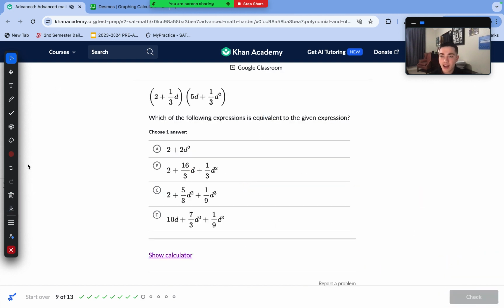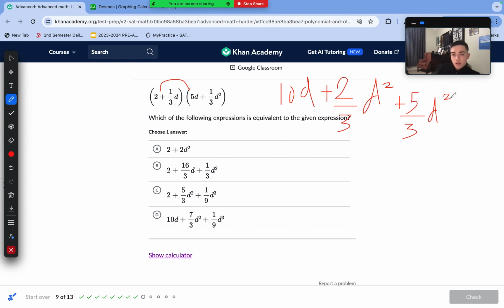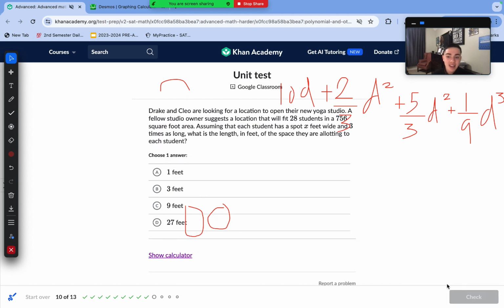On to this next question, all we have to do is FOIL this out. So 2 times 5d is 10d. 2 times 1/3 d squared is plus 2/3 d squared. 1/3 d times 5d is plus 5/3 d squared. And then 1/3 d times 1/3 d squared is plus 1/9 d to the third. Once we combine like terms, we are left with 7 over 3 d squared, 1/3 d to the third, and then 10d. That means that answer choice D is correct.